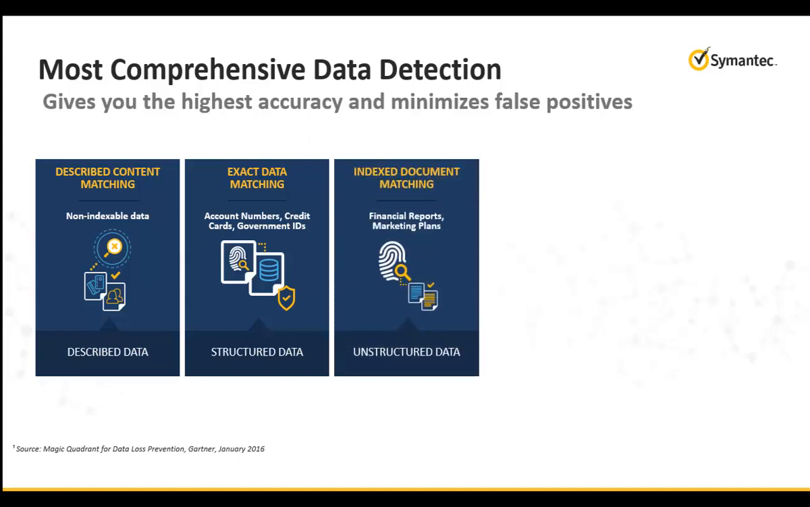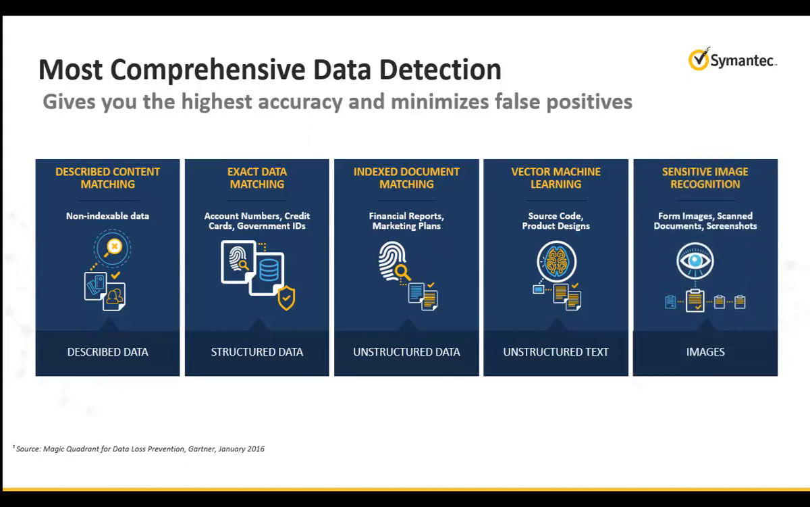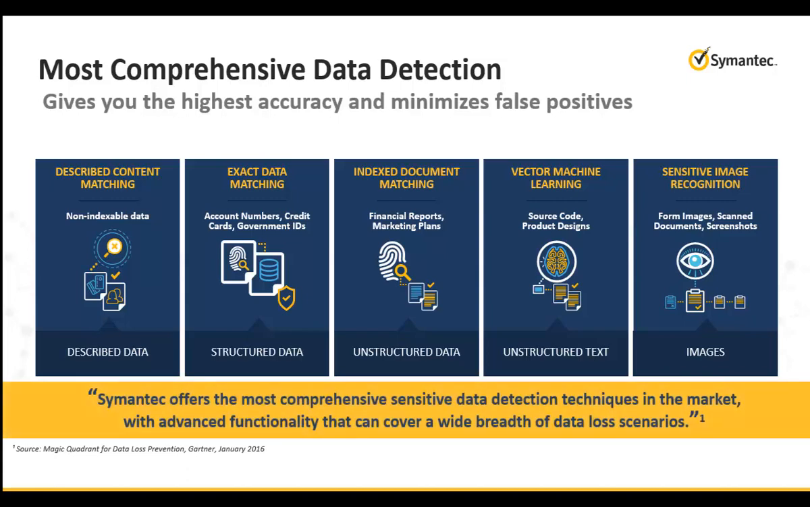Indexed document matching refers to the ability to detect whole or partial confidential documents, while vector machine learning detects documents that are similar to sample files that you provide and that Symantec Data Loss Prevention learns to recognize. Finally, Symantec Data Loss Prevention can analyze standardized forms, such as insurance forms, as well as images that contain text. We could talk about each of these detection methods at great length, but the thing to keep in mind is that according to the Gartner Analyst Group, Symantec offers the most comprehensive sensitive data techniques in the market.